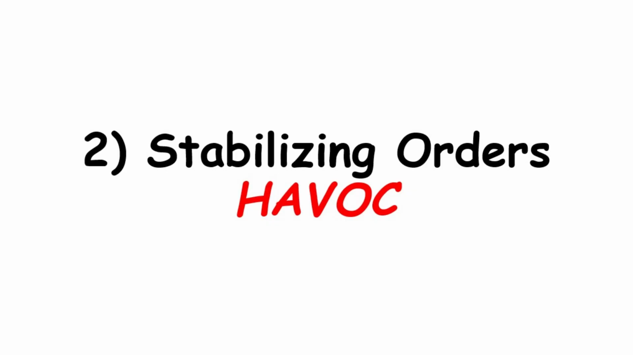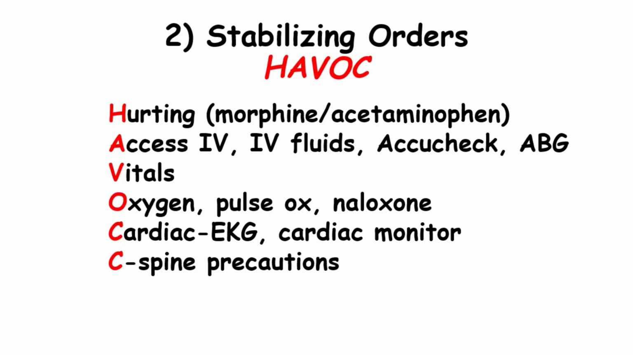You can remember all your stabilizing orders with the acronym HAVOC, H-A-V-O-C. The H stands for hurting, which will be for your pain medications like morphine and acetaminophen. A stands for Access IV, IV fluids, AccuCheck, which are your glucose checks, and ABG. V stands for vitals with rechecks. O stands for oxygen, supplemental oxygen, pulse ox for monitoring, and naloxone, especially in altered mental status.